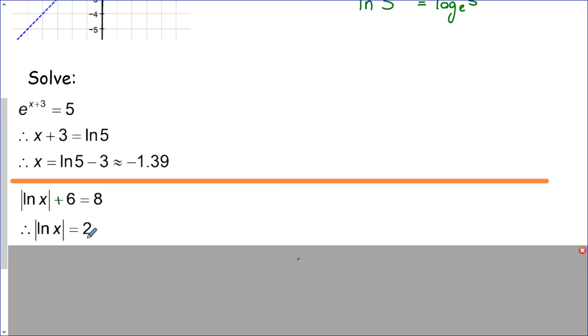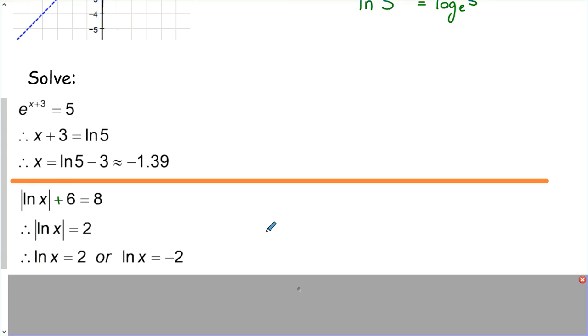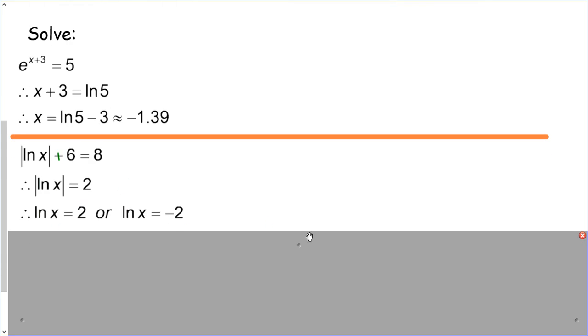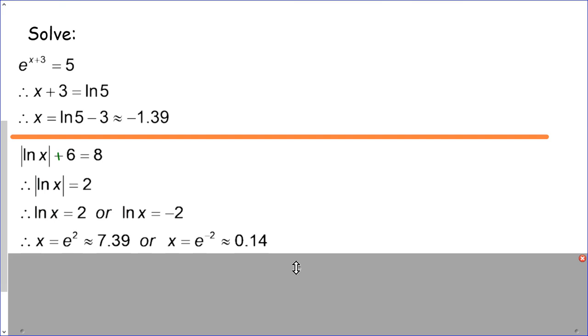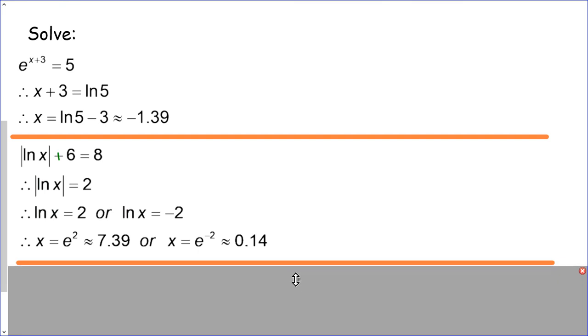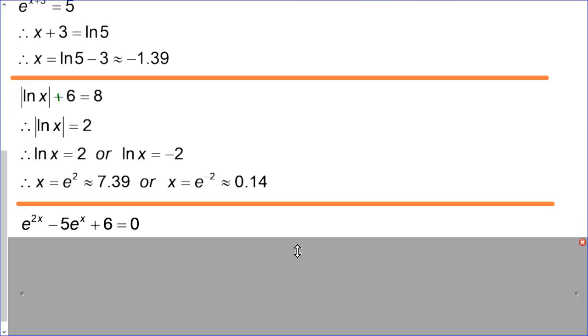Let's subtract the 6 from both sides, and we get that the absolute value of the natural log of x equals 2, which means that the natural log of x could be 2 or it could be minus 2. Now I've got two separate equations to solve. Really important that you're able to take this back from log form into exponent form. So x will equal e to the 2 or e to the negative 2. All right. Okay, just the last one.